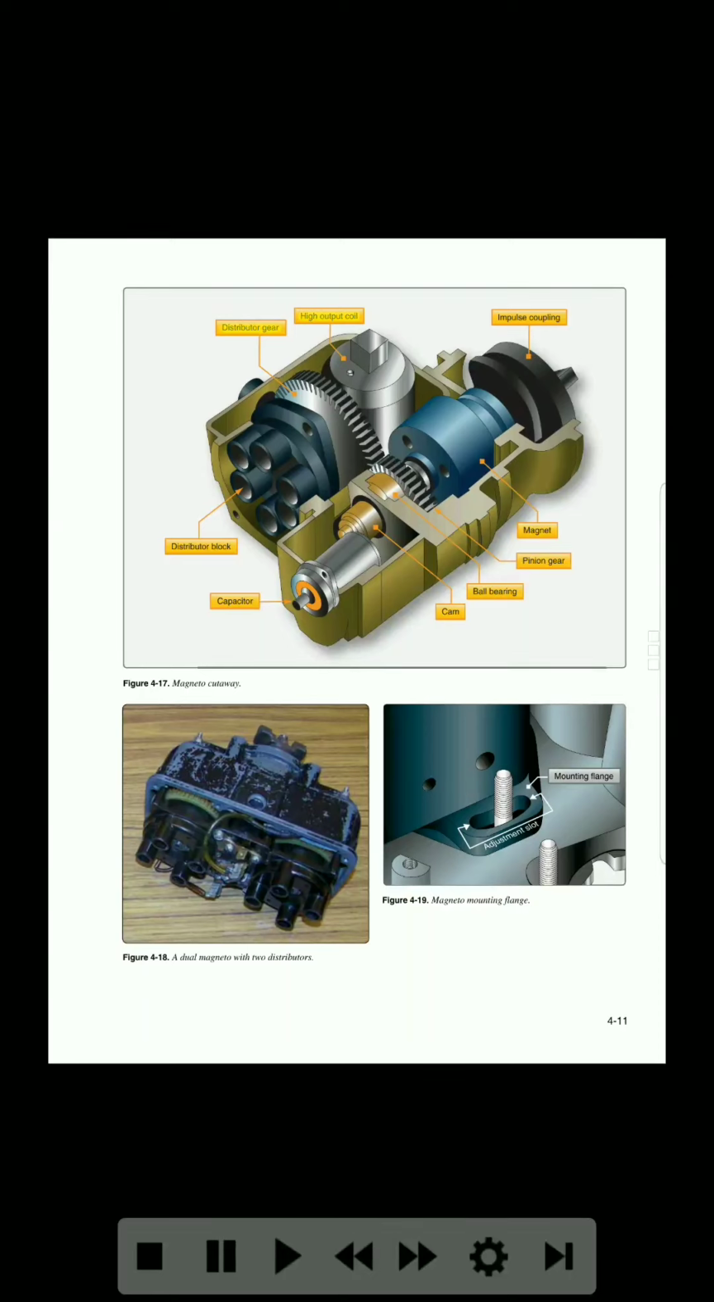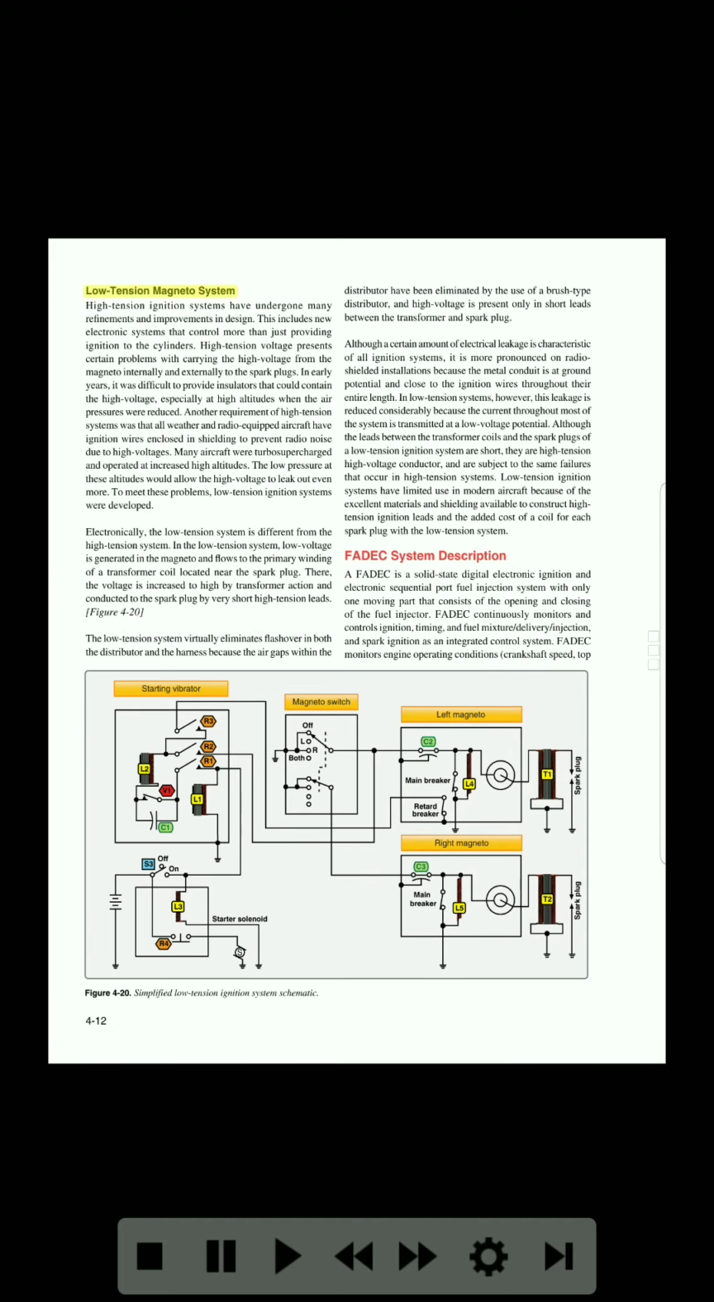And terminal connected to the high output coil distributor gear. Impulse coupling. Distributor block. Magnet. Pinion gear. Capacitor. Ball bearing cam. Figure 4-17. Magneto cutaway. Mounting flange. Adjustment slot. Figure 4-19. Magneto mounting flange. Figure 4-18. A dual magneto with 2 distributors. 4-11. Low tension magneto system.